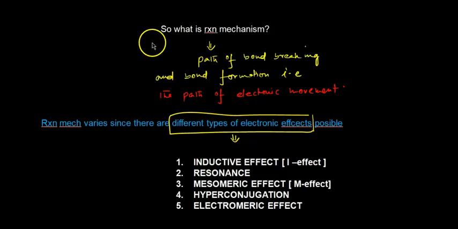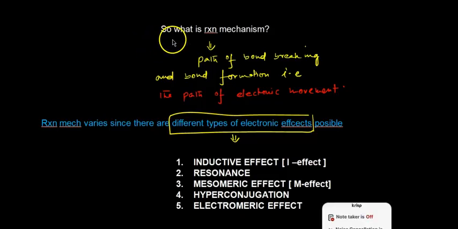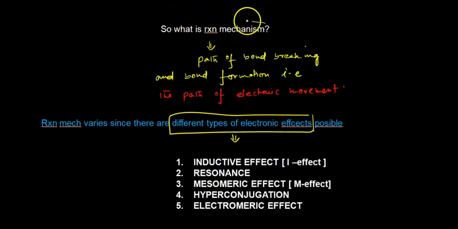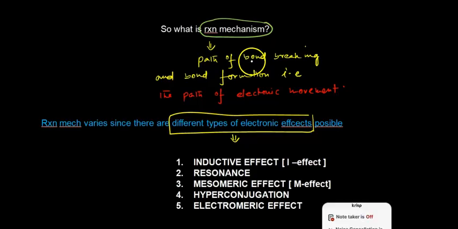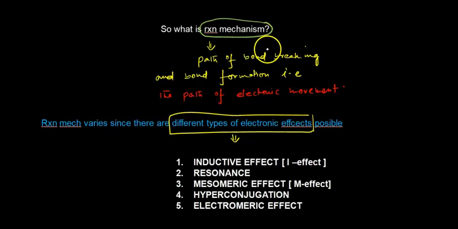The foundation of reaction is nothing but electronic movement. Now my question is, what is reaction mechanism? If reaction means electronic movement or bond breaking and bond formation, then reaction mechanism is simply how the bonds are breaking and how the bonds are forming. That means the path of bond breaking and bond formation, or you can say the path of electronic movement.